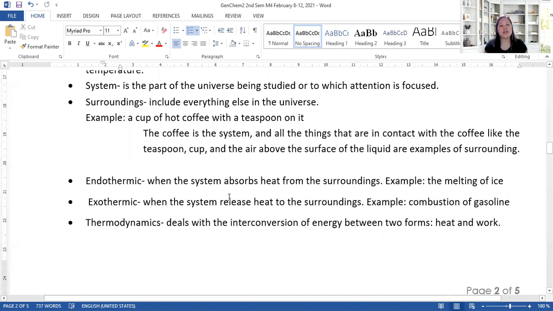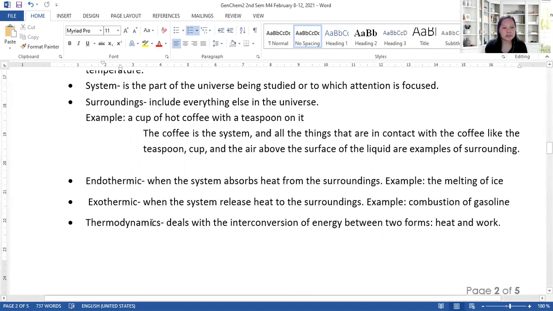All right, and so endothermic is when the system absorbs heat from the surroundings. Okay, so when an object receives heat from the surroundings. I have given here one example: the melting of ice. The ice will not melt if it will not absorb the heat. So endo means that you will absorb heat from the surroundings. The system in the example is the ice. So the heat from the surroundings will be the medium so that the ice will melt.